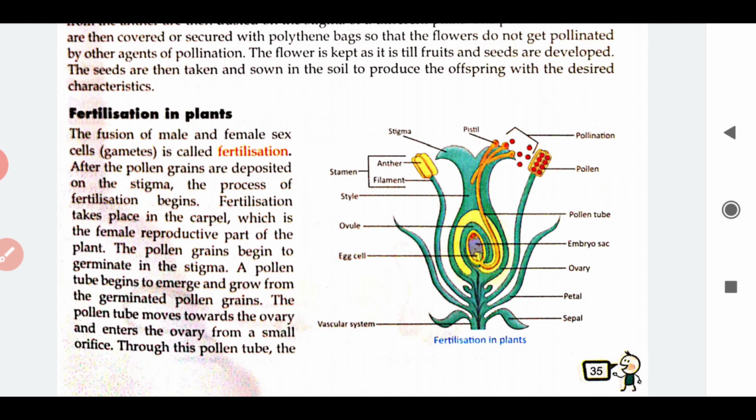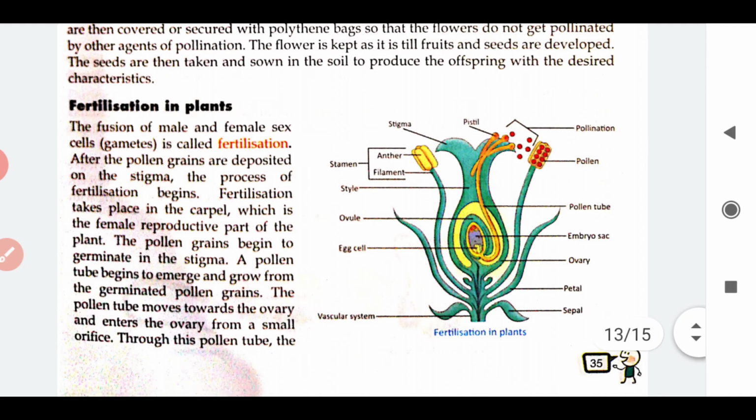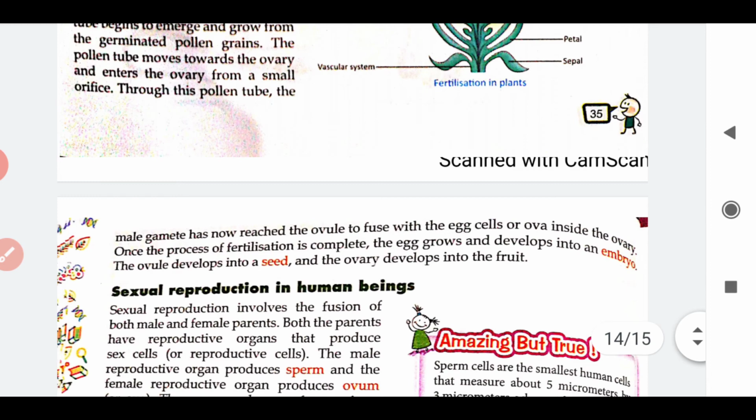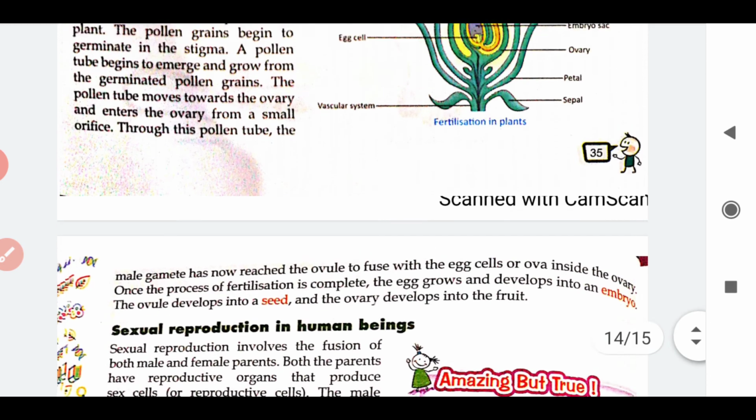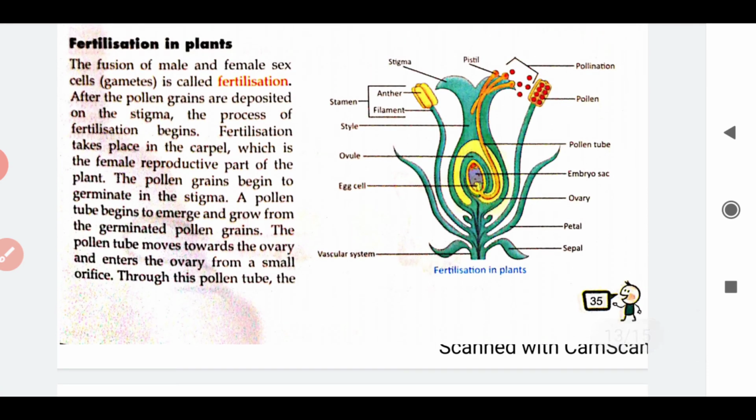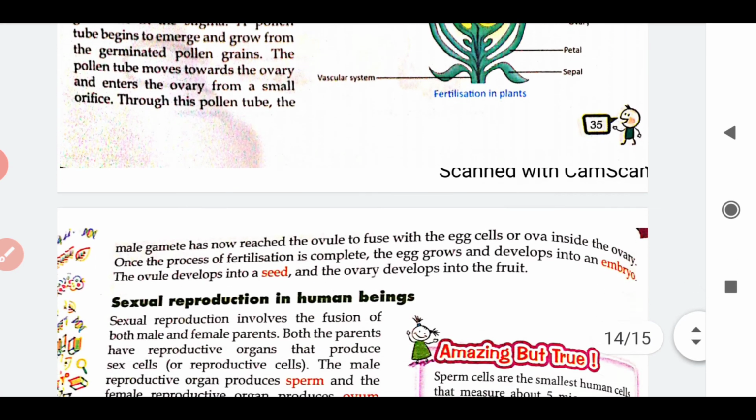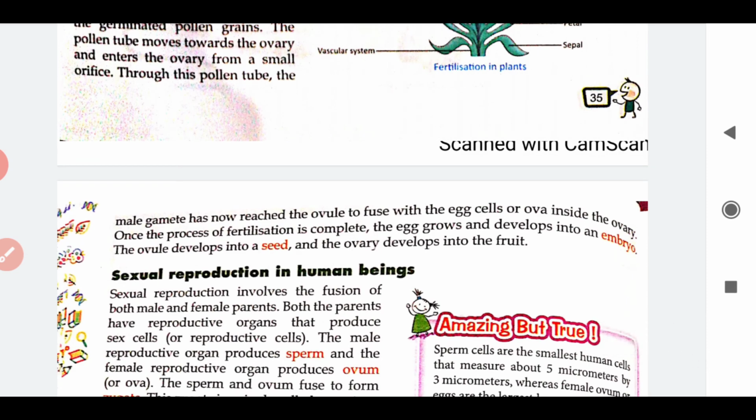The pollen tube moves toward the ovary and enters the ovary from a small orifice. Through this pollen tube, the male gamete has now reached the ovule to fuse with the egg cell or ova inside the ovary. Basically, pollen tube के through pollen अंदर गया, egg cell से वो fertilize किया. Once the process of fertilization is complete, जब fertilization की process complete हो जाती है उसके बाद जो एग होती है वो फर्दर डेवलप करके एम्ब्रियो का फॉर्मेशन करता है.